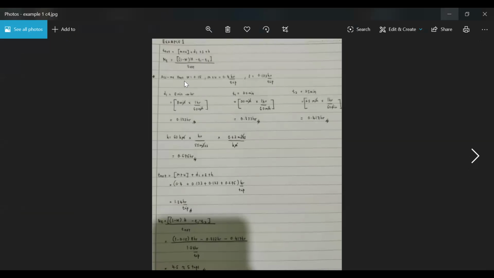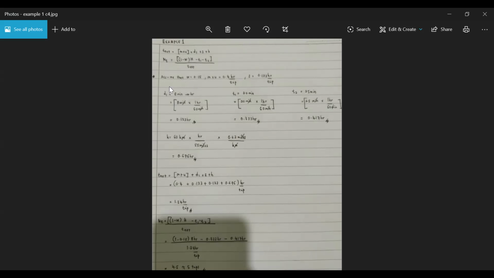We assume that W equals 0.15 because it was 15% of the total. This one is 0.15 hours, and M plus U goes to 0.4 hours per trip, and the small s, which is 0.133 hour per trip. So these are the assumptions that we will use for this question.